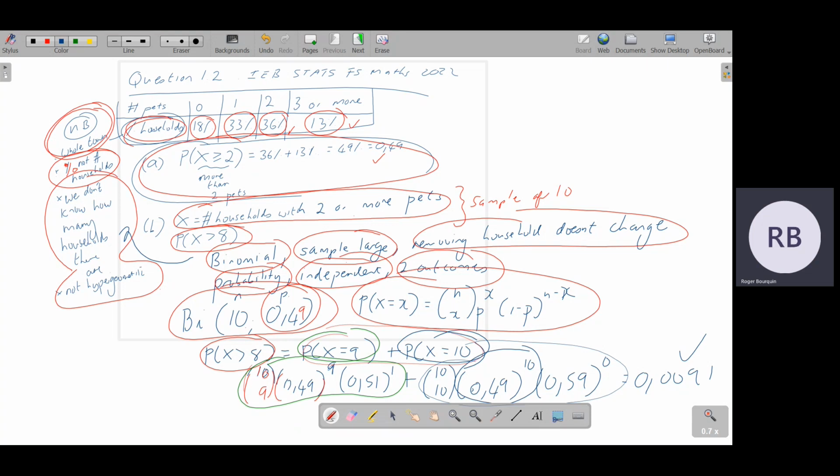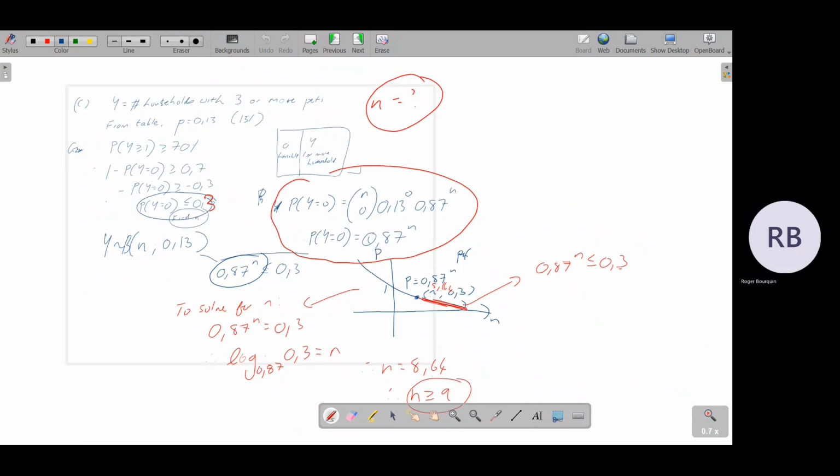Right, okay. So now that is the end of question 1.2, question B. Now for question C. So for question C, a new random sample of n households is selected from this town. So we don't know the size of the sample. We're looking for n. The probability that this new sample contains at least 1 household with more than 2 pets.